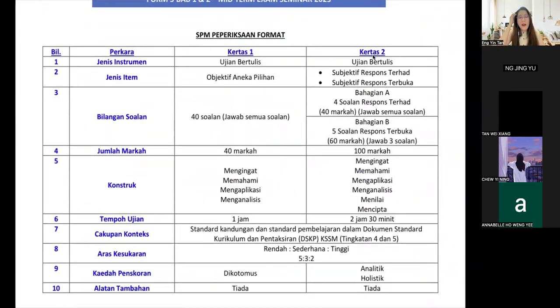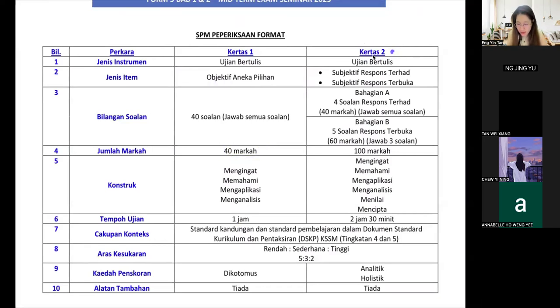Then quickly, before we start, let's go through the SPM format. It's just a reminder for all of you. Your paper will be paper 1 and paper 2. Paper 1 will be 40 questions, 40 soalan, and it's objective. So it's 40 marks, a 1 hour paper.